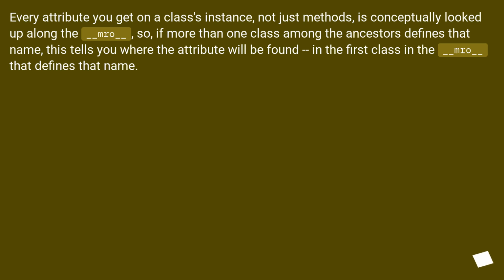Every attribute you get on a class's instance, not just methods, is conceptually looked up along the __mro__. So, if more than one class among the ancestors defines that name, this tells you where the attribute will be found, in the first class in the __mro__ that defines that name.